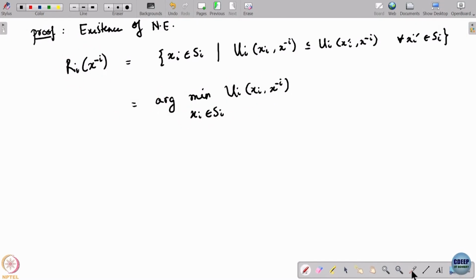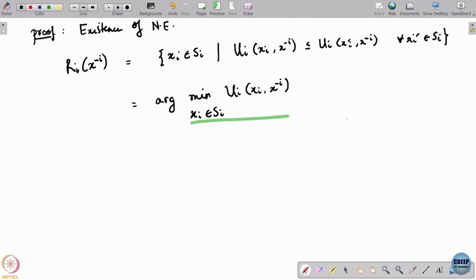Now, what did we assume about u_i? We assumed that u_i is strictly convex in x_i for each x_{-i}, and we assumed also that S_i is a closed, convex and bounded set. Therefore, this problem that I have underlined is actually a convex optimization problem, because for a fixed x_{-i} you are minimizing a convex function over a convex set. In fact, you are minimizing a strictly convex function.